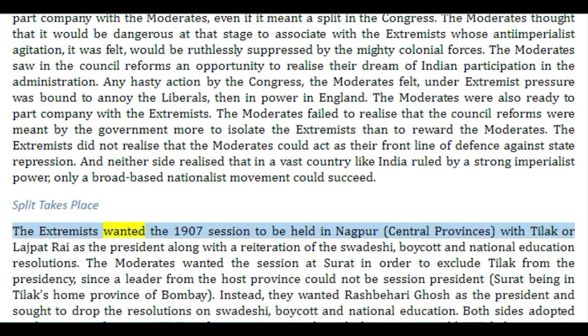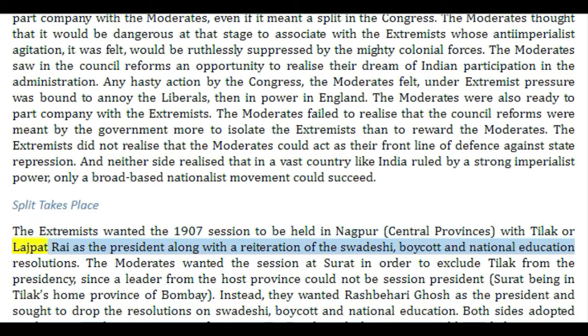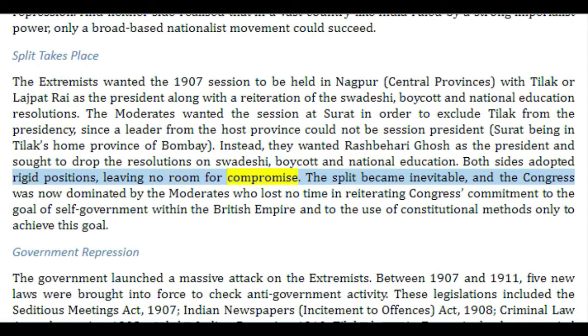The extremists wanted the 1907 session to be held in Nagpur, Central Provinces, with Tilak or Lajpat Rai as the president, along with the reiteration of the Swadeshi, boycott and national education resolutions. The moderates wanted the session at Surat in order to exclude Tilak from the presidency, since a leader from the host province could not be session president, Surat being in Tilak's home province of Bombay. Instead, they wanted Rashbehari Ghosh as the president and sought to drop the resolutions on Swadeshi, boycott and national education. Both sides adopted rigid positions, leaving no room for compromise.